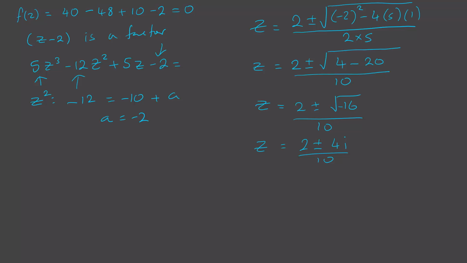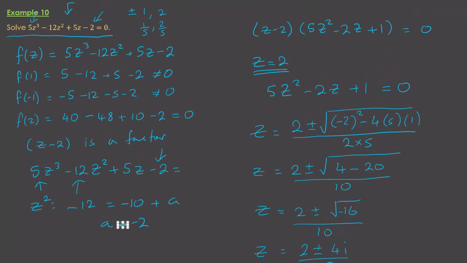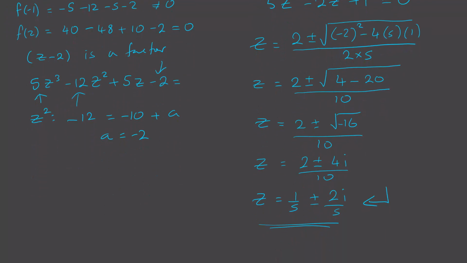So z is going to be 1/5 plus or minus 2i on 5. So once again, when we got complex roots and we had real coefficients in the original equation, we ended up with a conjugate pair.